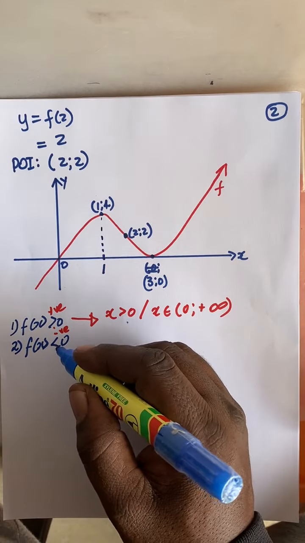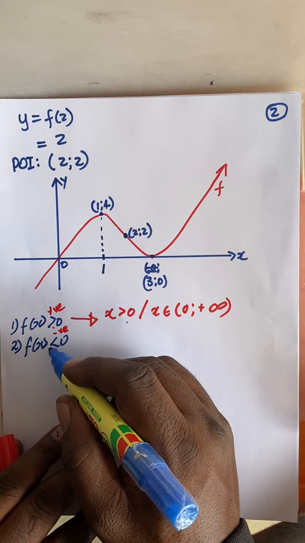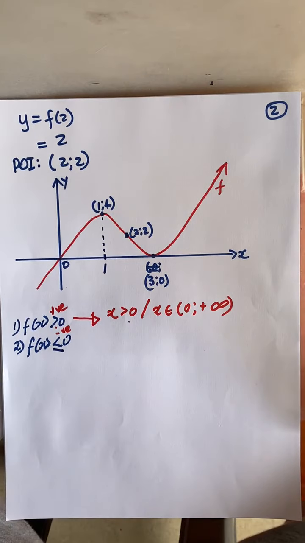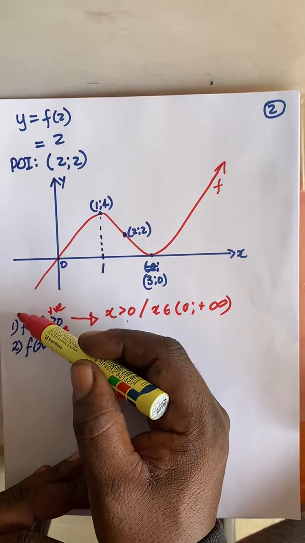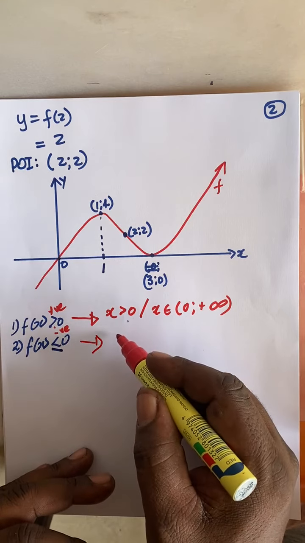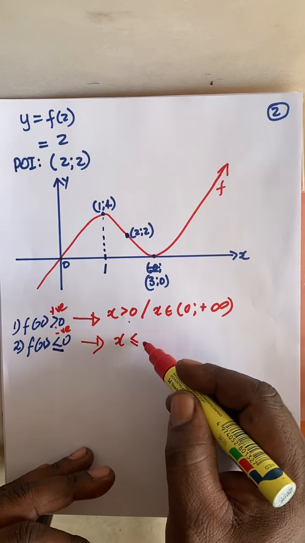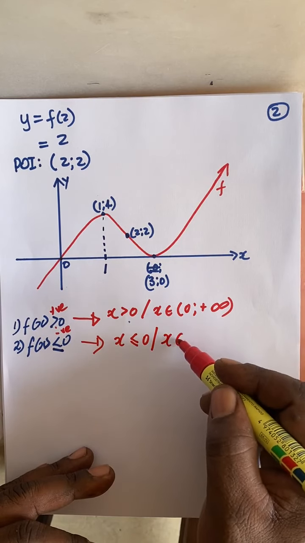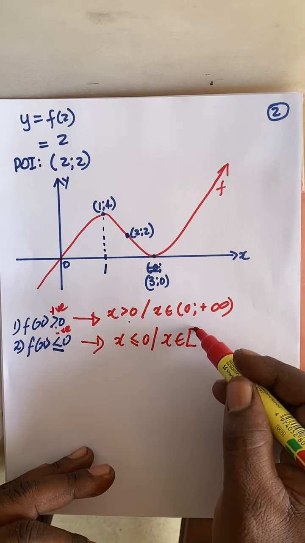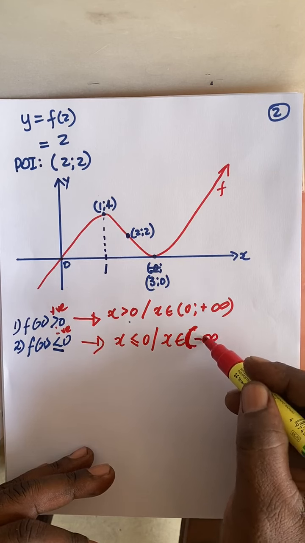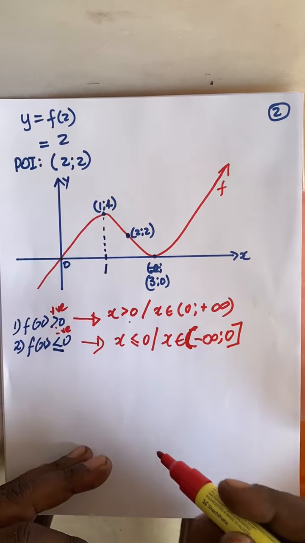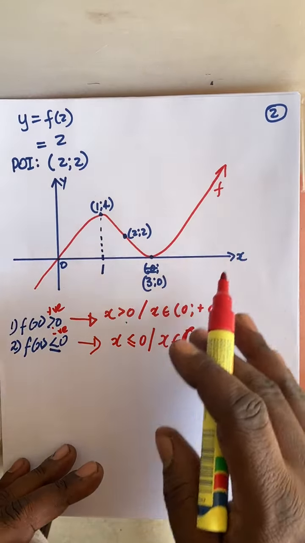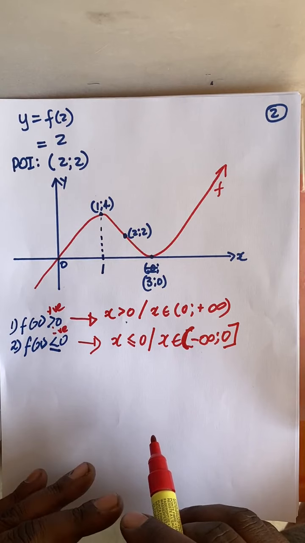Say for example, for which values of x is f of x less than or equal to 0? You check where the graph is less than or equal to 0, from exactly 0 going down, the part below. So in terms of a solution, I say x is less than or equal to 0, or x is an element of negative infinity to 0. Use a square bracket at 0 because 0 is included. I'm not sure about the negative infinity there.